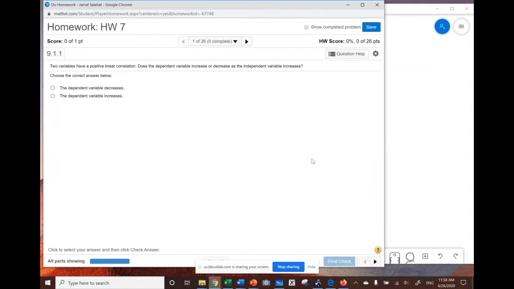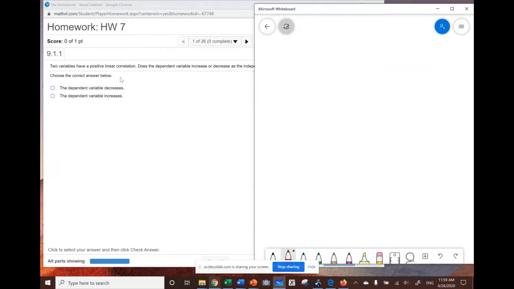Homework 7 is chapter 9 from your book. And the first question we're going to look at is number 1 here. Two variables have a positive linear correlation. Does the independent variable increase or decrease as the dependent variable increases?